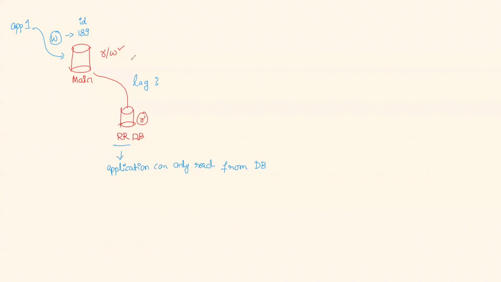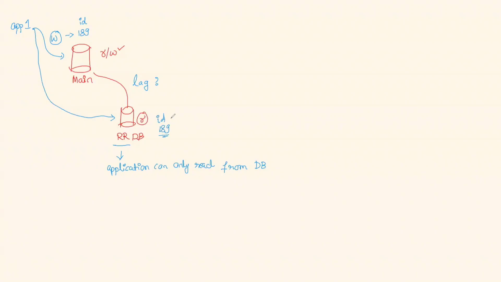Now, the same app 1 wants to read this data. It can read this data either from the main database or from the read replica. It will prefer to read from the read replica because the read replica specializes in connections that require a read operation. So if application 1 tries to read the same record, ID 189, this should be present. Am I right? Yes.